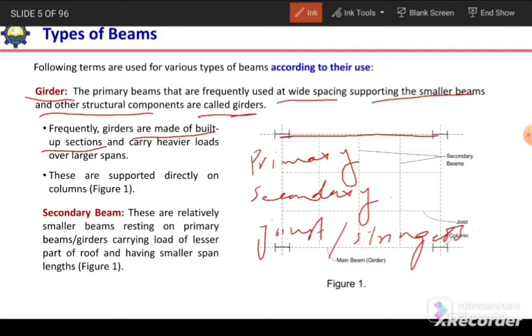So these are supported directly on the column. So the primary beams or girders are directly supported on the column. So from this column up to this column, the beam will be termed as girder or primary beam.